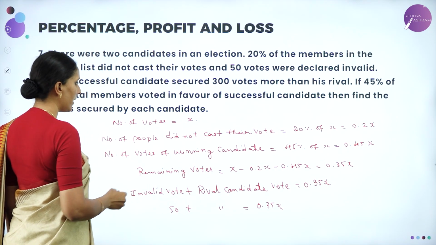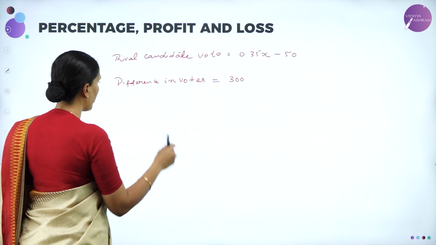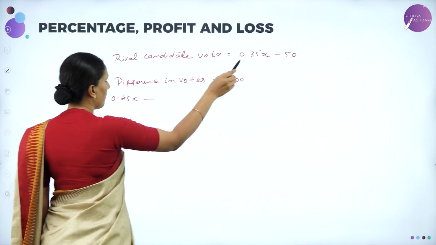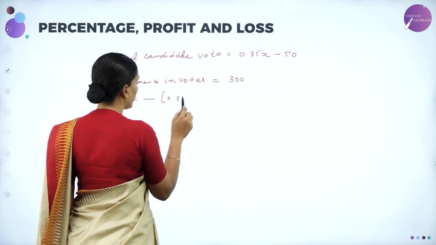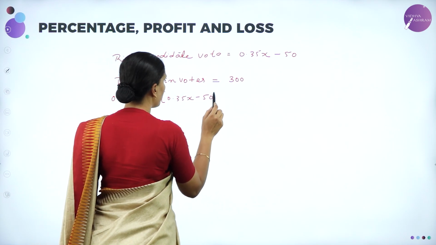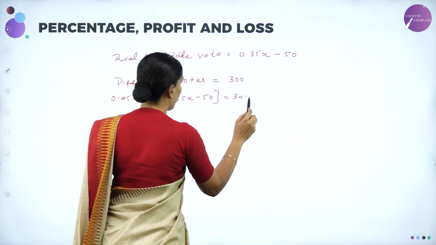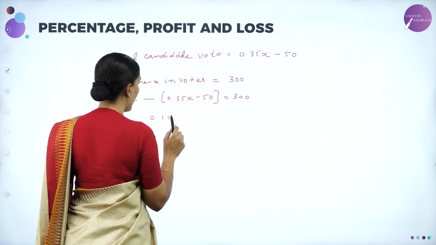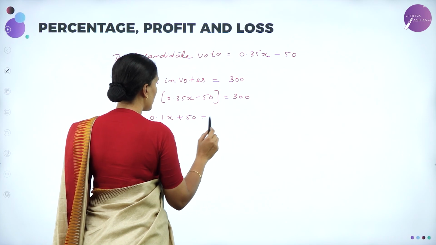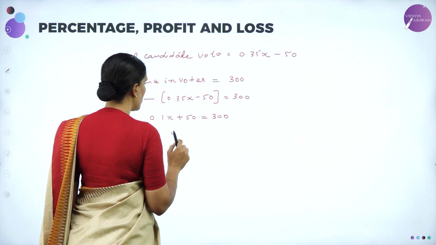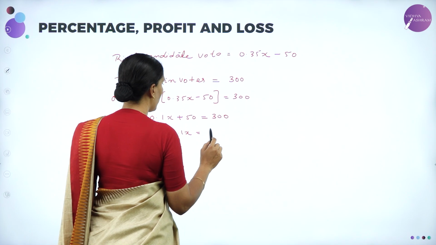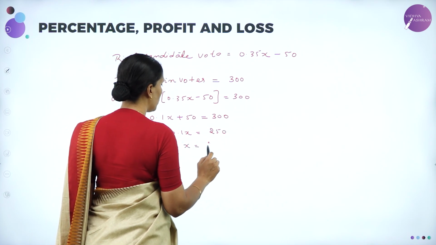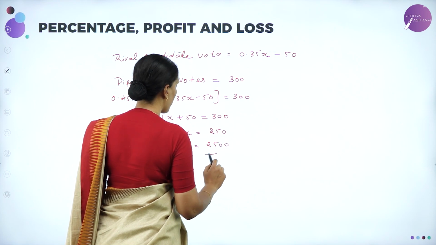So the successful candidate will get 0.45x votes, and the rival candidate gets 0.35x minus 50, and the difference is equal to 300. 0.45 minus 0.35 is 0.1x plus 50 is equal to 300. So 0.1x is equal to 250. So x is equal to 2500.